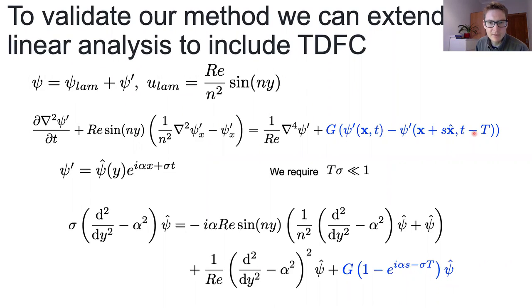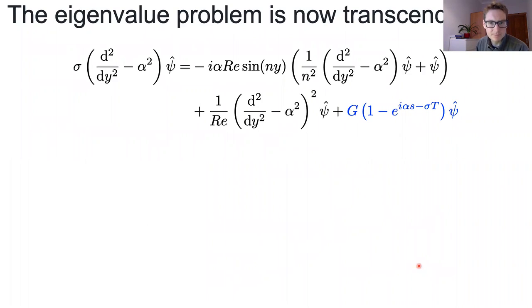However, in the case where you have the time delay term, you have this exponential involving sigma t. So this makes the linear problem now transcendental in sigma. I'm just moving on this slide, but the same equation appearing.